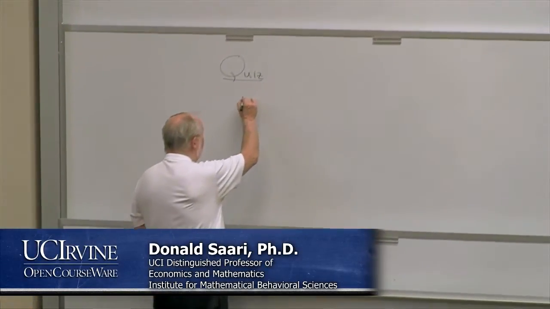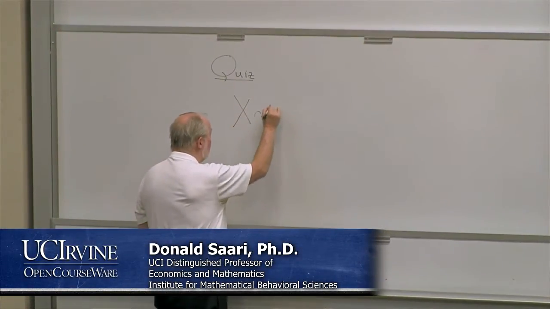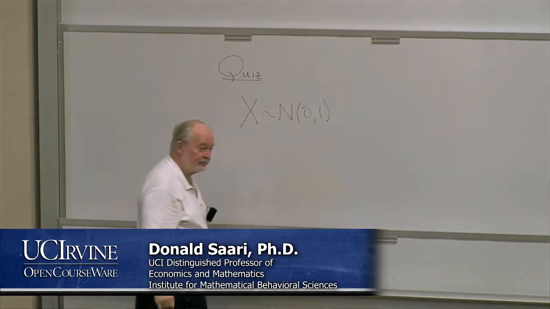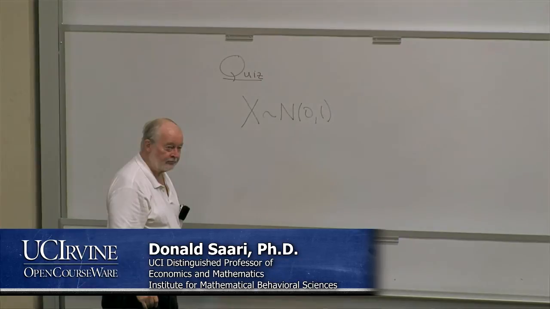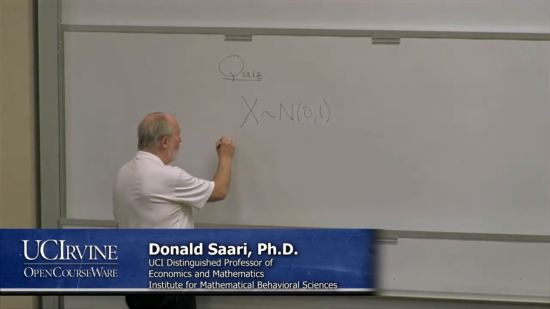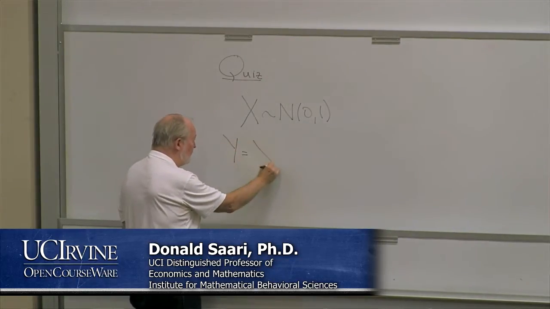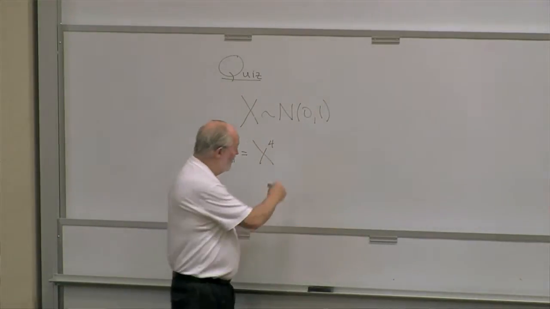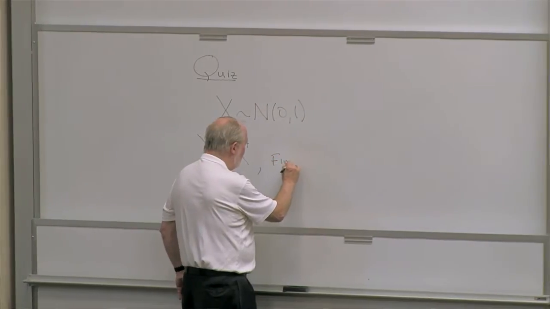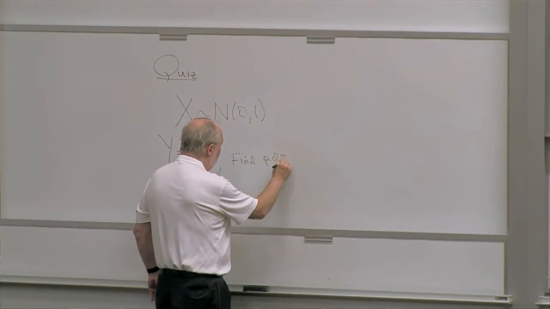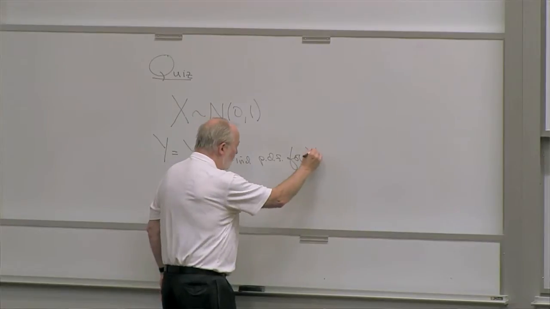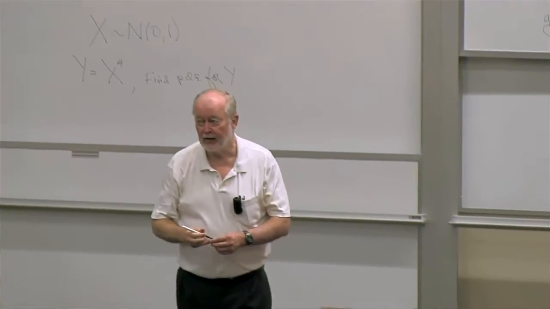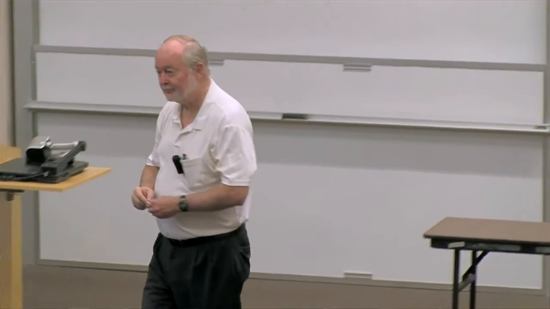All right, here we have that X is normally distributed, mean 0, variance 1. Y is equal to X to the 4th. Find the PDF for Y. Go ahead, start working on it.